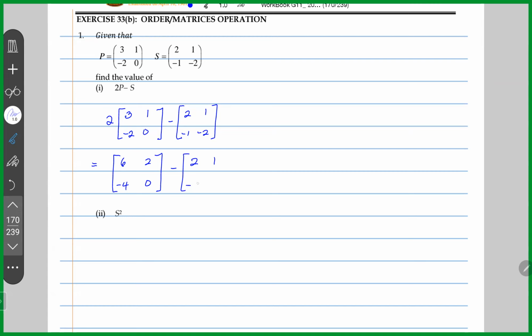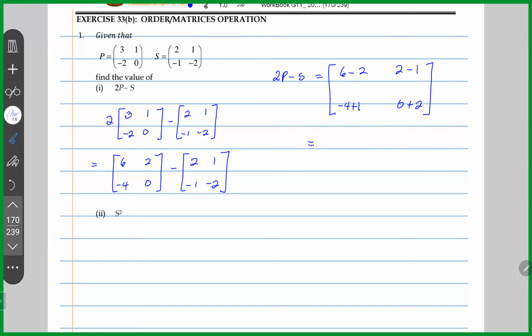So 2P means that you're multiplying the matrix P by 2. Whenever you multiply a matrix by a number, you multiply every element in the matrix by that number. Now, 2P minus S is actually 6 minus 2, 2 minus 1, minus 4, minus 1, which is plus 1, and 0 minus 2, which is plus 2.